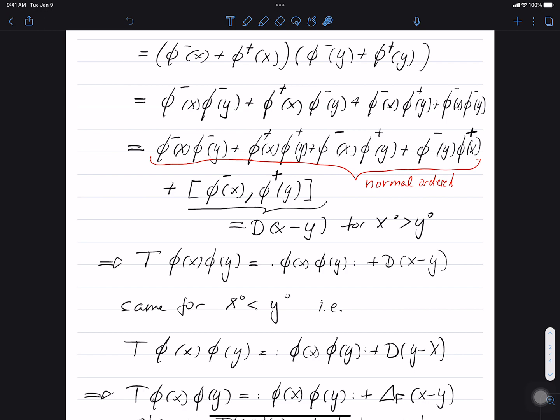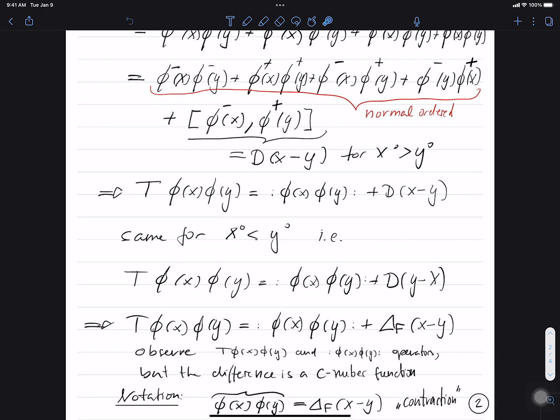And in the previous lecture, we have shown that this is just equal to the propagator if y precedes x, right? So then we actually have a neat identity, or a neat equation, that the time ordered product of phi x times phi y equals the normal ordered product phi x times phi y plus the propagator from y to x.